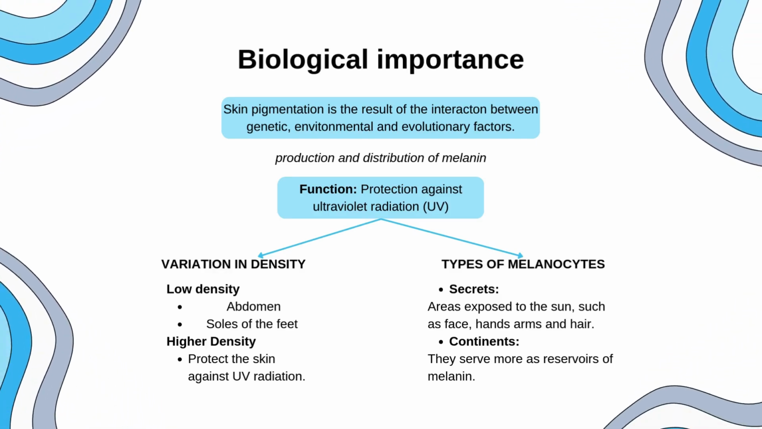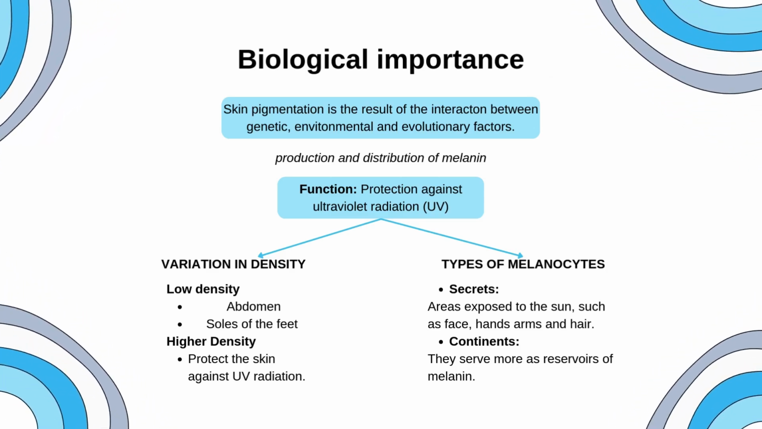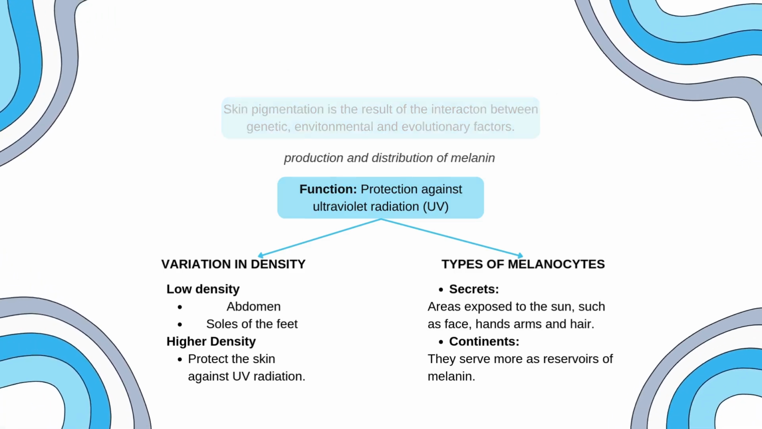We have two types of melanocytes: secretors and continents. The secretors' melanin production is a defense mechanism, and with the continents, these melanocytes store melanin inside without actually transferring it to the keratinocytes. Human population.